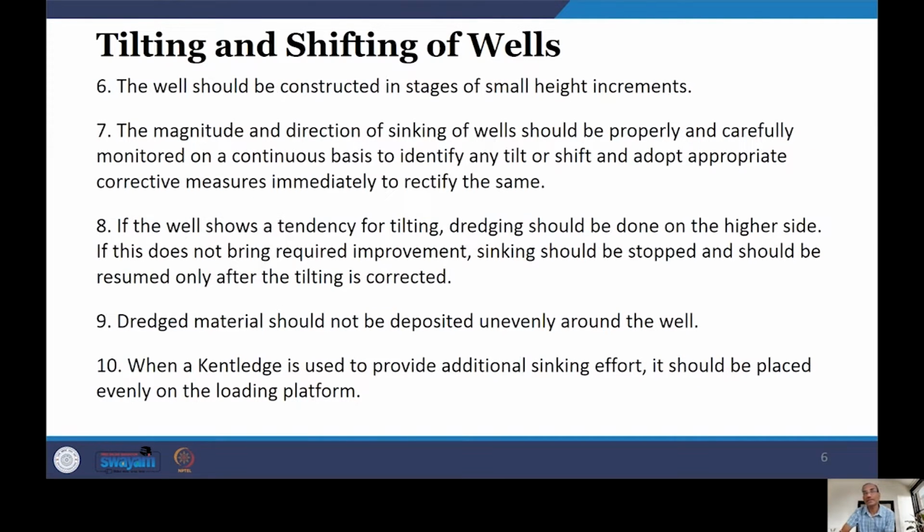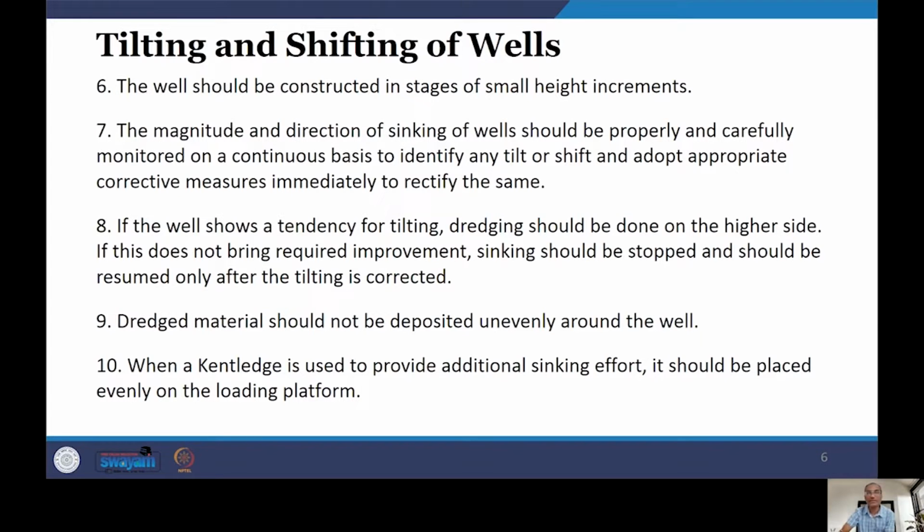Then the well should be constructed in stages of small height increments. That means rather than constructing it one time, it is required to be constructed in increments, as we discussed earlier. The magnitude and direction of sinking of the well should be properly and carefully monitored on a continuous basis to identify any tilt or shift and adopt appropriate corrective measures immediately to rectify the same.